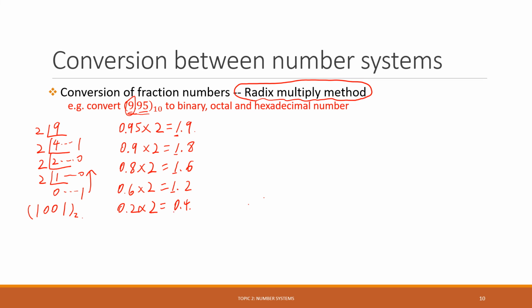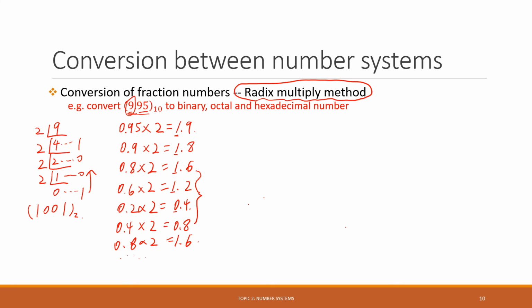Then since the whole part is 0, we just do 0.4 by 2. We got 0.8. Then 0.8 by 2, we got 1.6. So up to this point, we found something: if I keep doing the multiplication, this number will repeat itself, right? We keep doing that. Which means if we convert this 0.95 to binary, it's going to be an indefinite fraction.